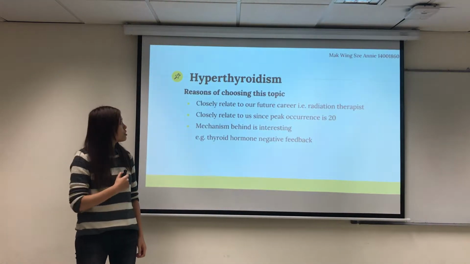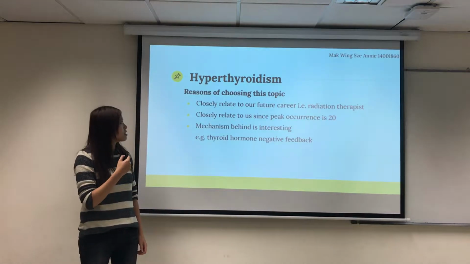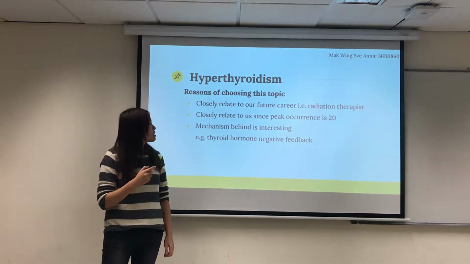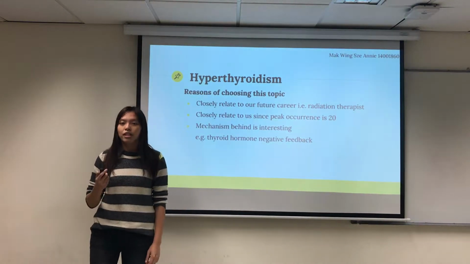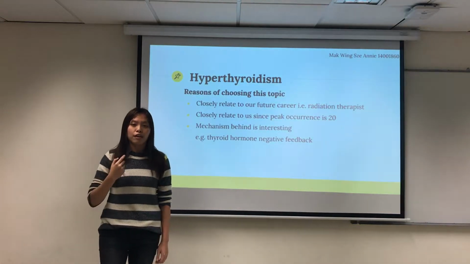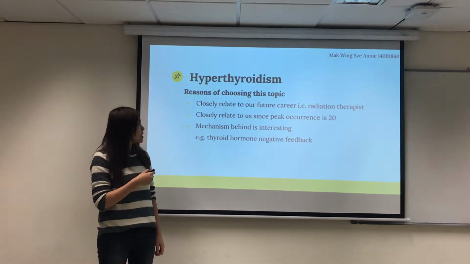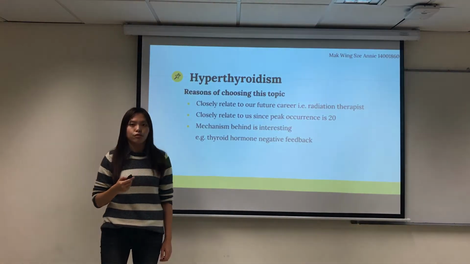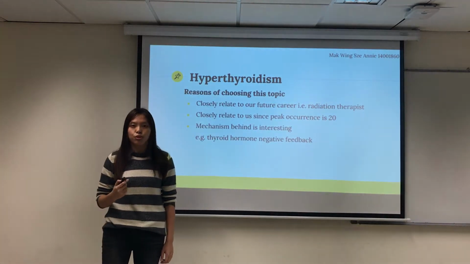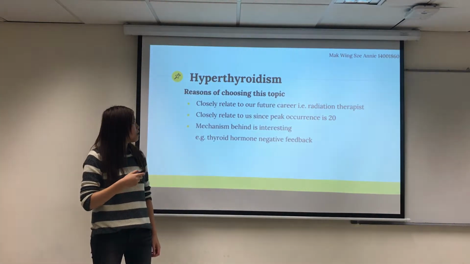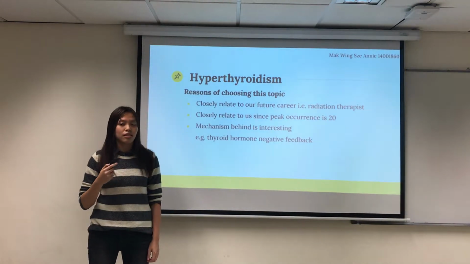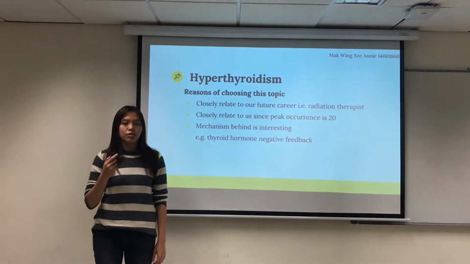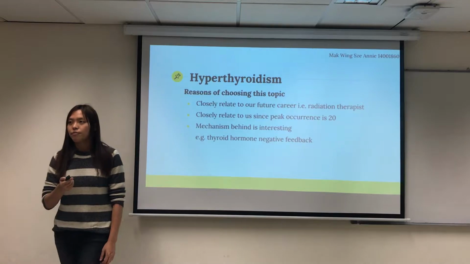The reason we chose this topic is, first, that it is closely related to our future career, radiation therapy, because hyperthyroidism is a precursor of thyroid cancer, so we should have a better understanding of it. Second, it is closely related to us, since the peak occurrence is 20 to 40 years old, which is close to our age group. And third, we all think that the mechanism behind it is interesting, for example the thyroid hormone negative feedback, and we will further discuss this in the later slides.